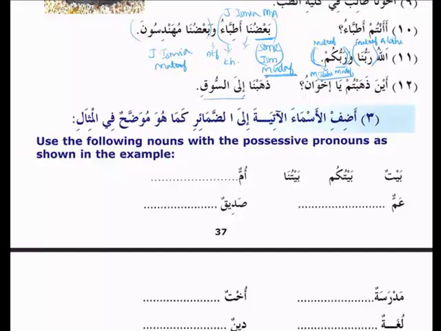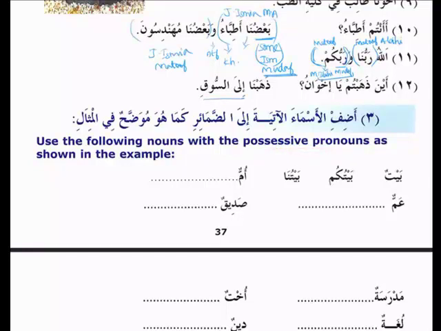Then you have the next exercise, exercise number 3. What do you have to do in this exercise? Adif fil asma al atiyata ila domairi kama huwa muwaddihun fil misali. Adif is to make a possessive phrase. You're asked to use the following nouns with the possessive pronouns as shown in the examples. They have given you nouns, like for example, baitun, and you have to make it into a possessive phrase. That is, a possessive phrase is a murakkab idafi.